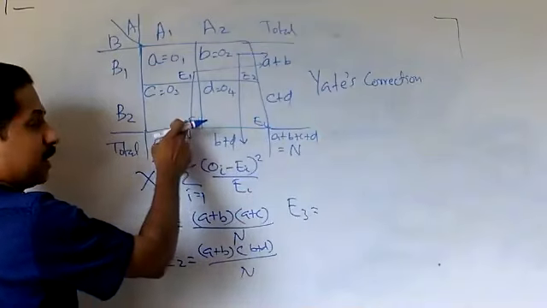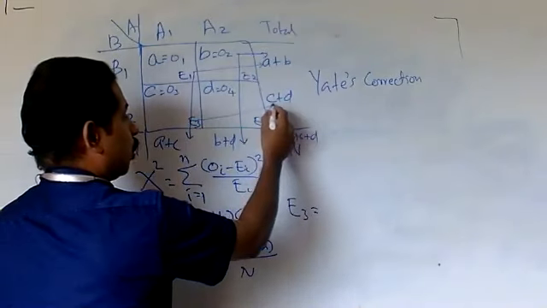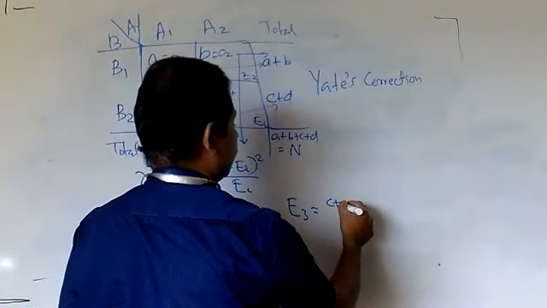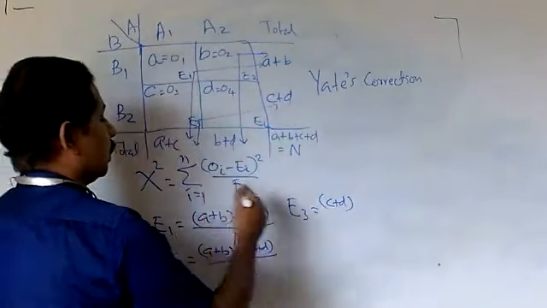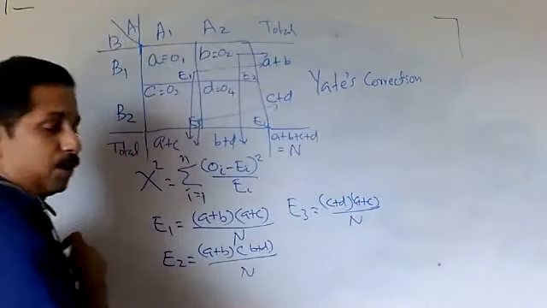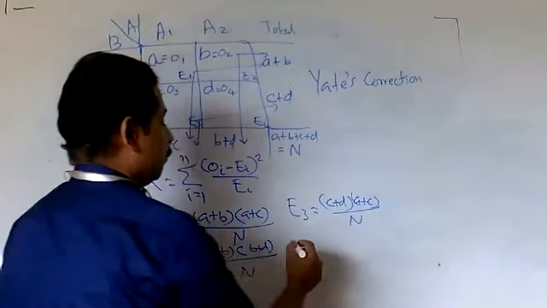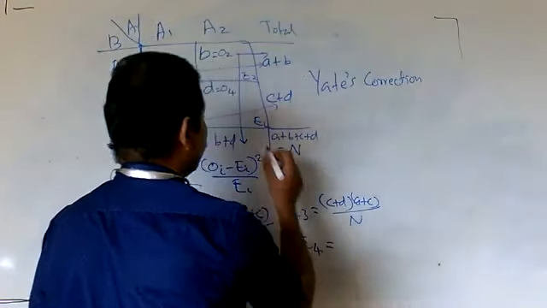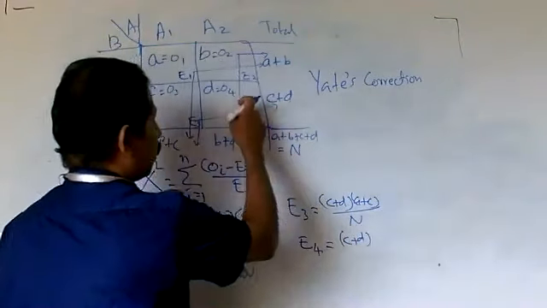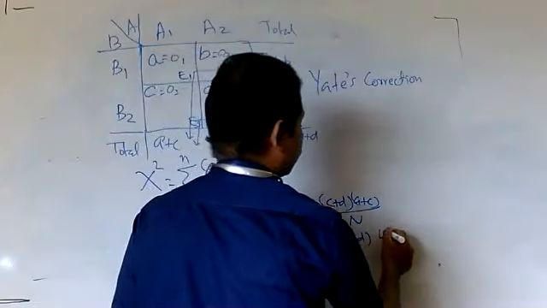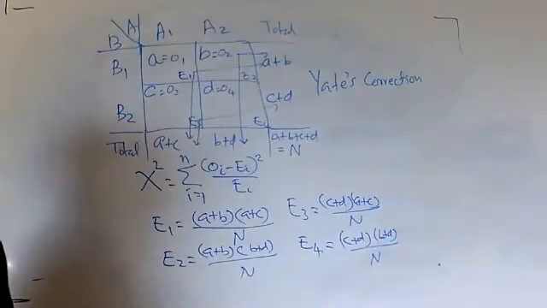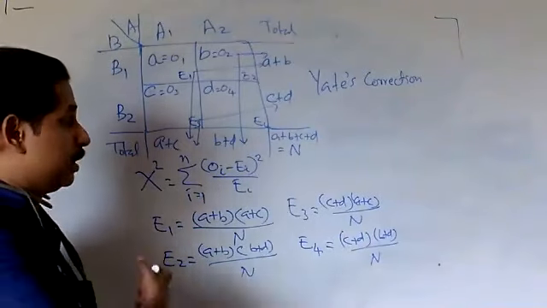How to find the expected value in this cell? You check its row total and column total. Row total is C plus D, multiplied by the column total A plus C. Then divide this quantity by capital N, the total number of observations. Similarly, E4: for this cell, row total is C plus D, and its column total is B plus D, all divided by N. So this is the technique to find the expected values in this table.